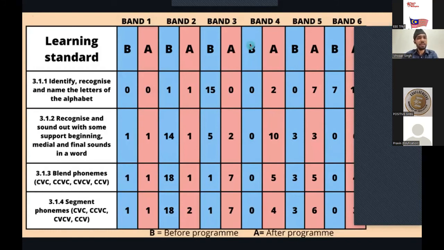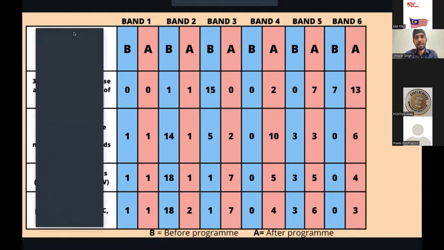From learning standard 3.1.1, identify, recognize, and name the alphabets, no students were in band 1. One student was in band 2. The majority of them were in band 3. So we have no one in band 4, no one in band 5, and some of them in band 6.